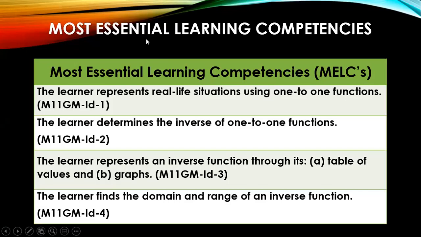Okay, so here are our marks for this week. First, the learner represents real-life situations using one-to-one functions. The learner determines the inverse of one-to-one functions. The learner also represents an inverse function through its table of values and graph. And lastly, the learner finds the domain and range of an inverse function.